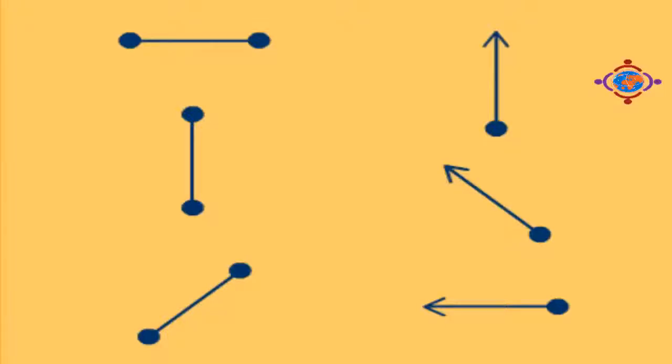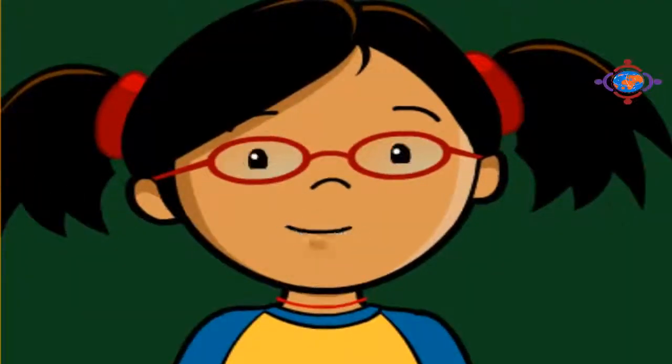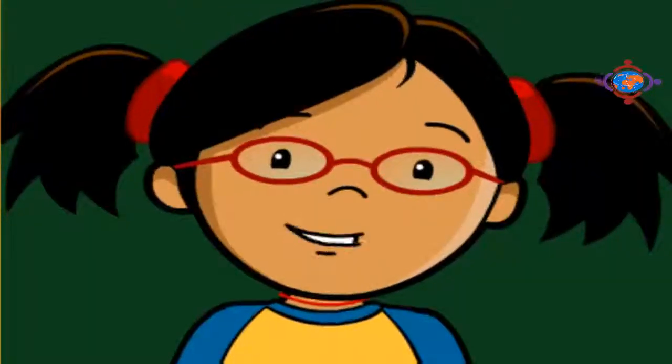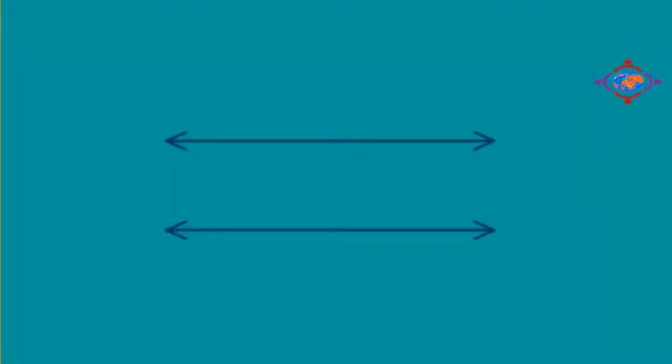A ray is also part of a line. One end has an endpoint, but the other end continues forever. Line segments and rays can be horizontal, vertical, or diagonal, just like lines. They can also cross each other. What are parallel and intersecting lines, segments, and rays? When lines are parallel, they never cross. The distance between the lines is always the same, no matter where you measure.